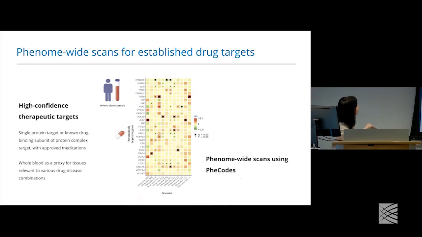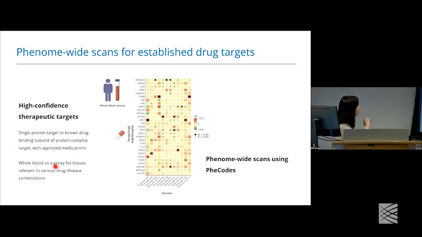So this is our last analysis, which is a phenome-wide association study for established drug targets. By established drug targets, we mean genes that encode single protein targets or non-drug binding subunit of protein complex targets with approved medications. So we extracted this list from a previously published data set, and then we imputed the expression levels of those genes in whole blood.